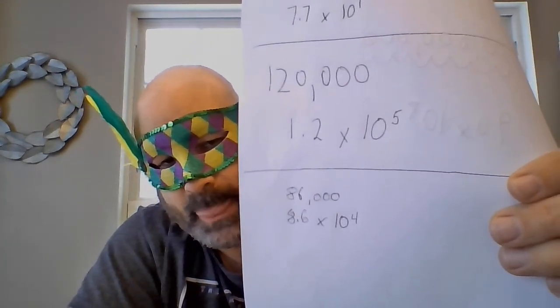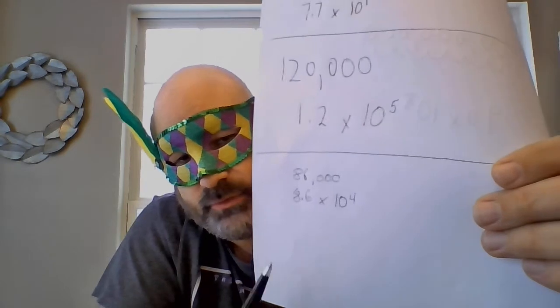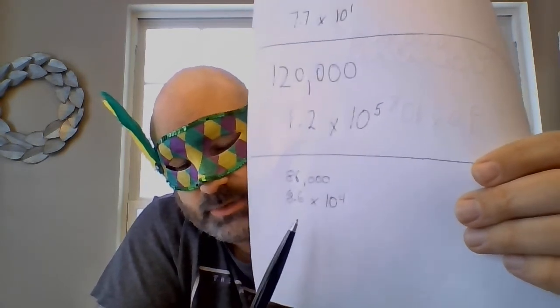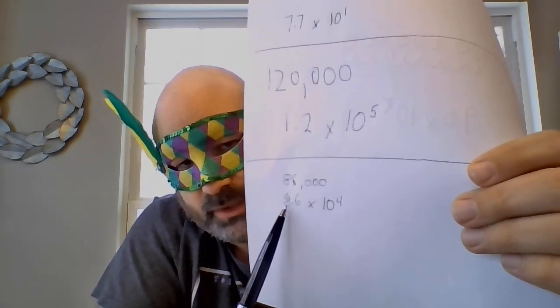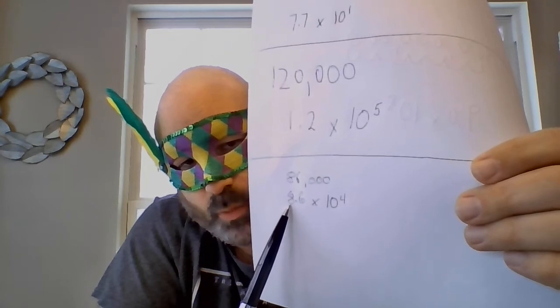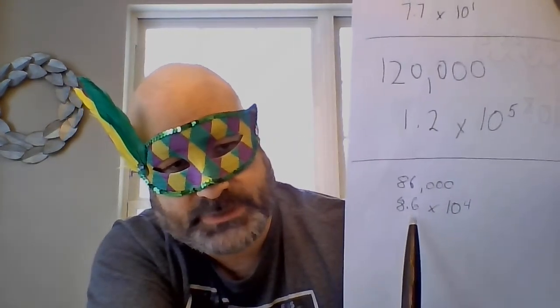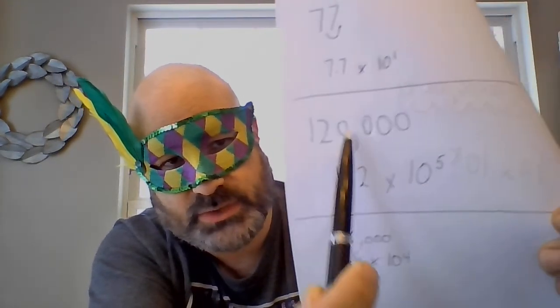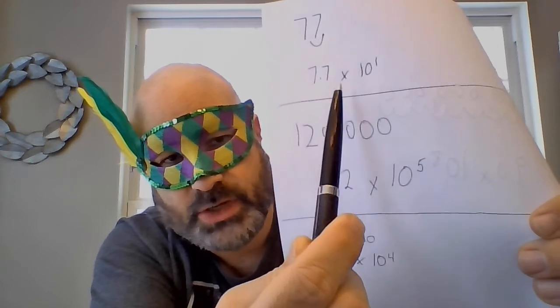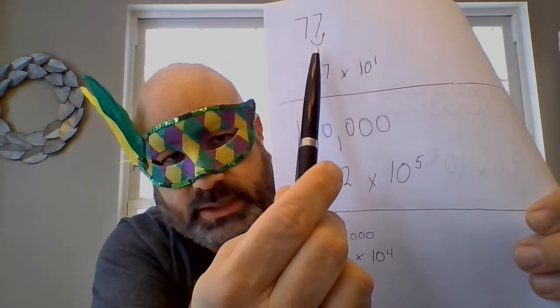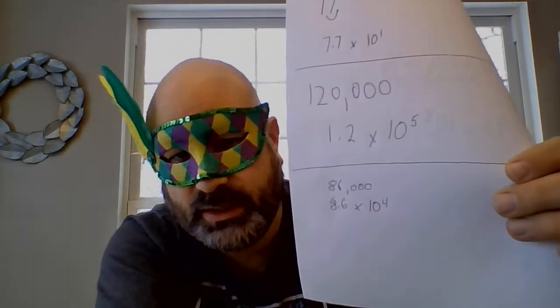Easy stuff. Now, you say, well, why do you move it that many times? Always remember, the answer is going to have one number left of the decimal. So you see 8 is left of the 6, 1 is left of the 2, 7 is left of the 7. You're always going to move the decimal point to where you only have one number left of it, okay?